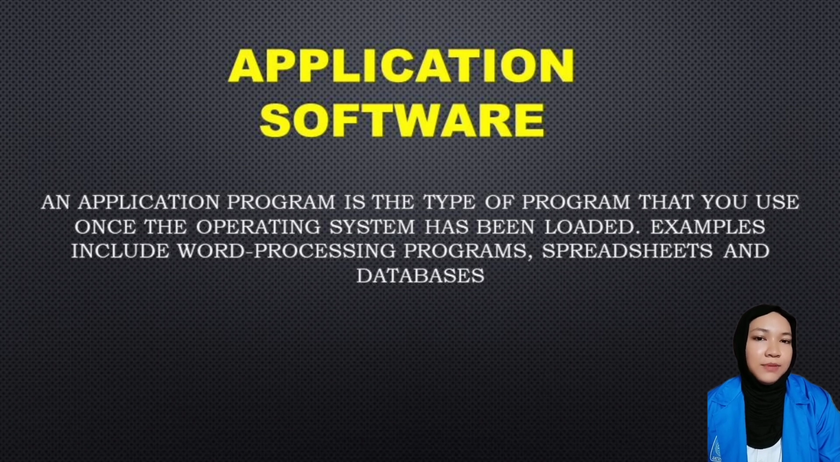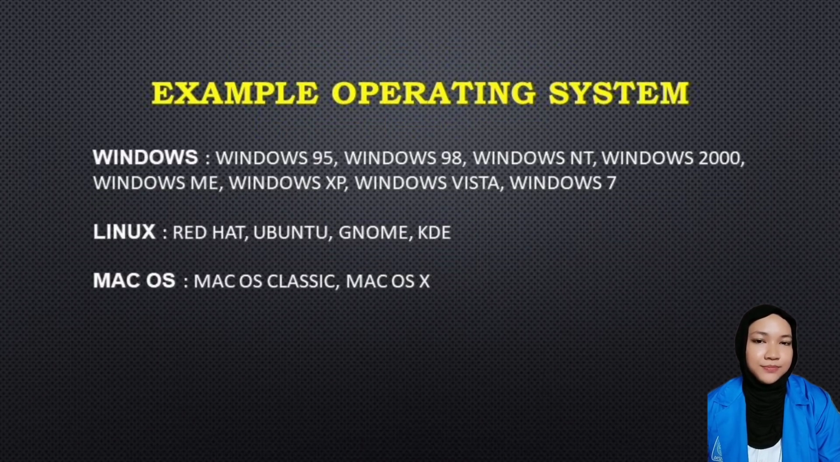Application software. An application program is the type of program that you use once the operating system has been loaded. Examples include word processing programs, spreadsheet, and database. Example operating system: Windows, Windows 95, Windows 98, Windows NT, Windows 2000, Windows Me, Windows XP, Windows Vista, Windows 7, Linux, Red Hat, Ubuntu, GNOME, KDE, macOS, Classic macOS, macOS X.